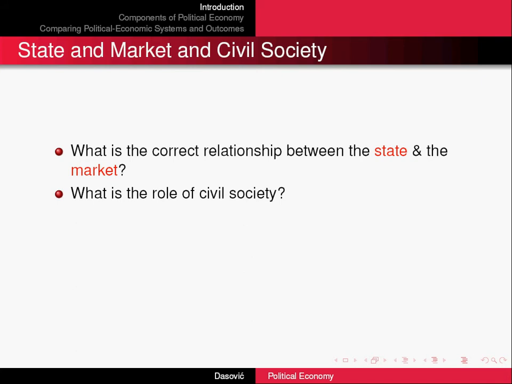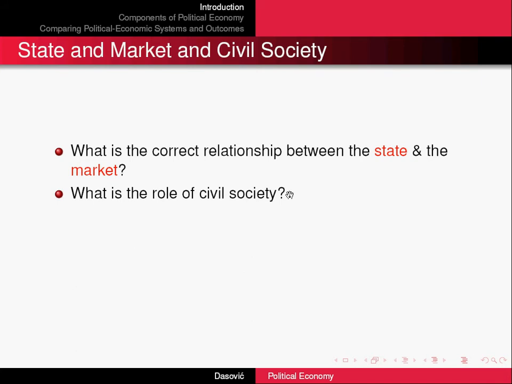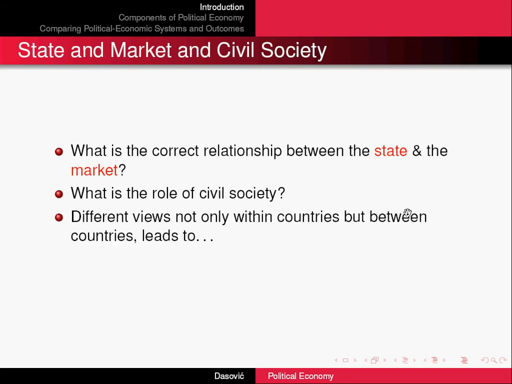So what is the role of civil society here? Remember, we read an article by Alesina and his co-author on the role of the family and family values in the economy and the market. So this is an example. As I said, there are different views between different countries, leading to different political economic systems.